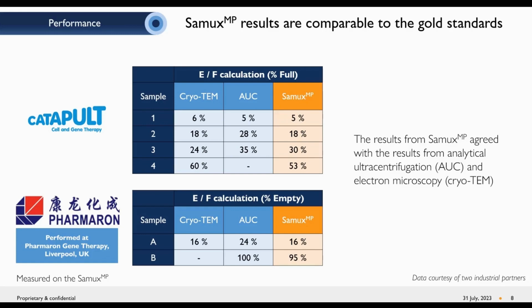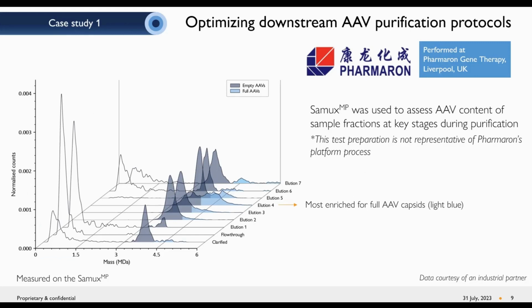When thinking about where the SamuxMP is mostly used, at the moment, it has been used for optimization of process development protocols. In this particular example, also done by Pharmaron, they quickly analyzed samples collected at different stages of the downstream purification process, from post-harvest throughout the chromatography column separation. When analyzing different elutions from the column, it is shown that the empty AAVs elute earlier, with elution 4 being the most enriched for full capsids in this particular instance. The series also illustrates that the SamuxMP provides better results after clarification.